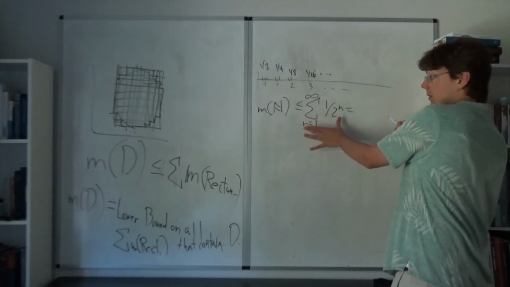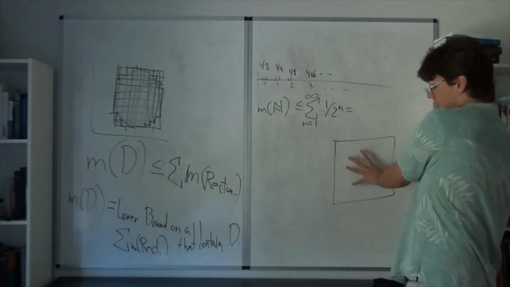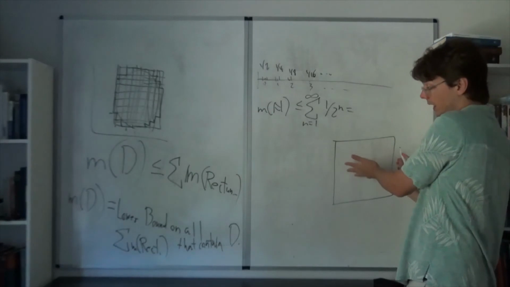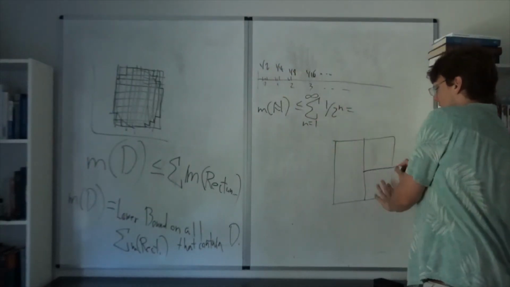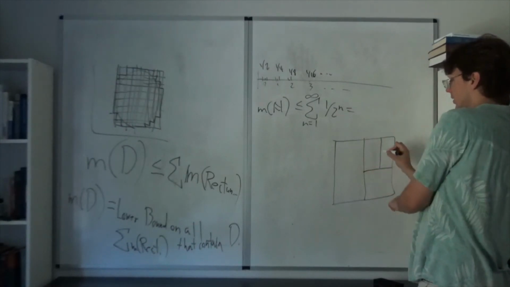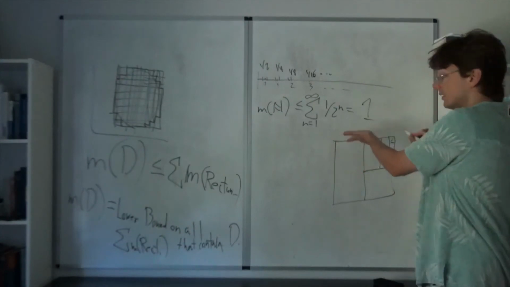Which, if you remember what geometric series are like, guys, it's like, here's a rectangle that is a square, 1 by 1. This is 1/2. This is 1/4, 1/8, 1/16, 1/32, and so on. It's going to equal 1, guys. It's going to equal 1.